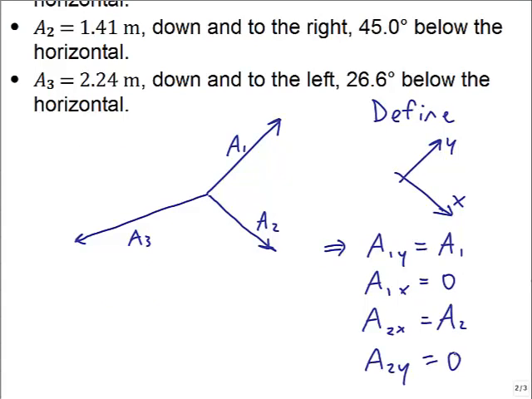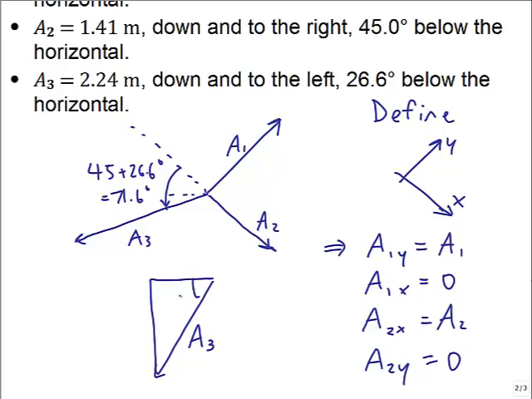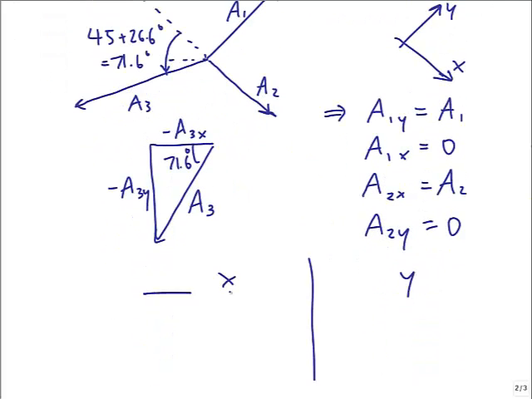So those were easy, and the only one that needs trigonometry is A3. We can look at this angle now, it's 45 plus 26.6, and in my calculator it's 71.6. So we can now draw a tilted triangle for A3, where the angle there is 71.6, and both these components are negative. So let's again make our little table, x and y.